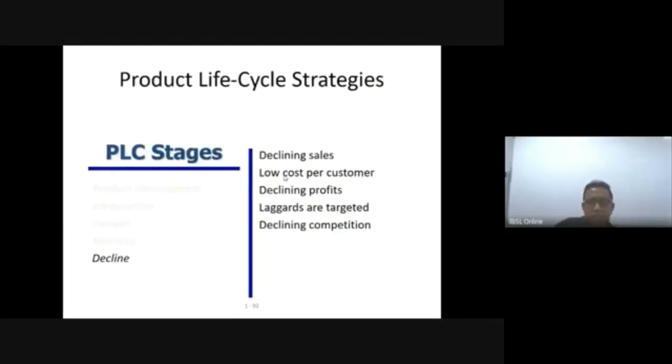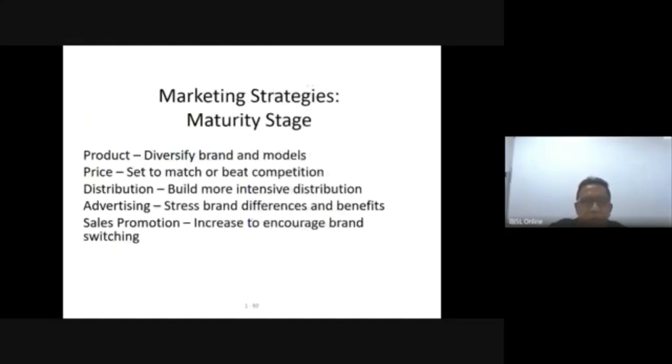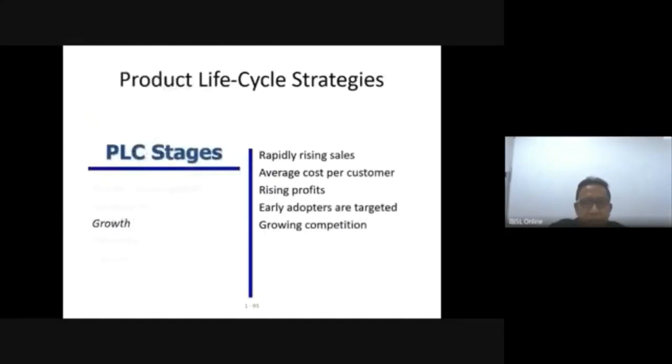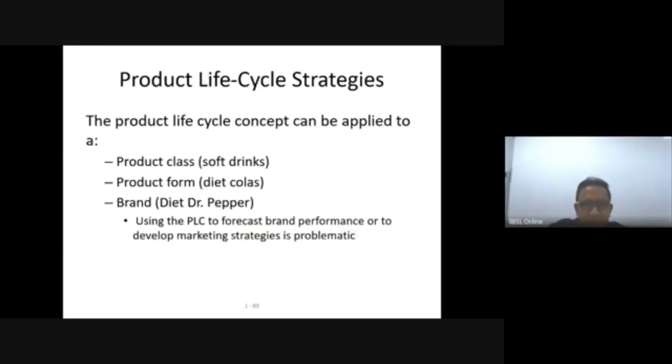Then comes the decline stage. Decline in sales, low cost per customer, declining profits, laggards are targeted, declining competition. The strategies: phase out weak products, cut price, use selective distribution, phase out unprofitable outlets, reduce spending to the level needed to retain hardcore loyalists, reduce to a minimum level. Now you must remember these strategies at each stage, because they can come in the final exam.